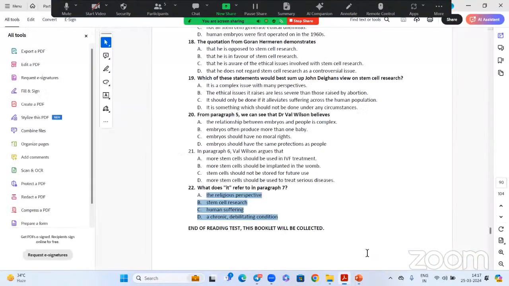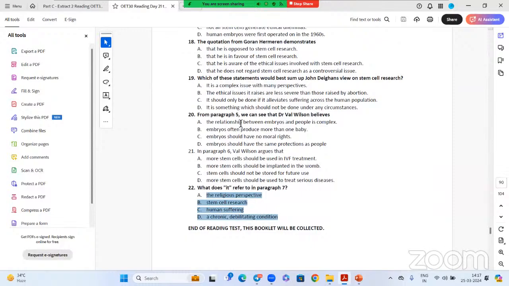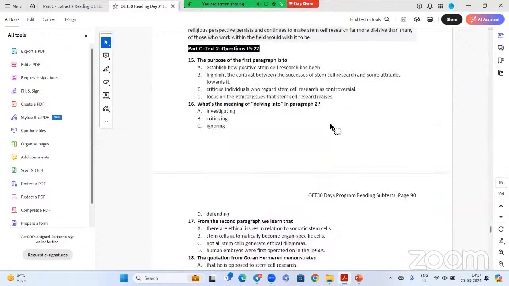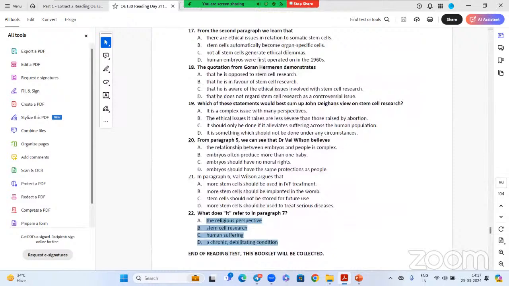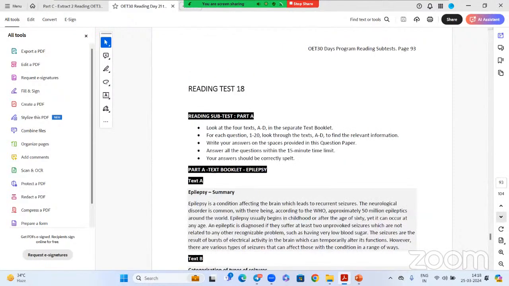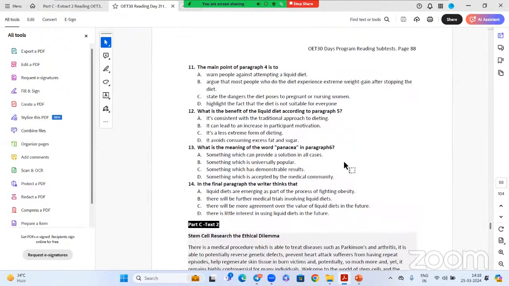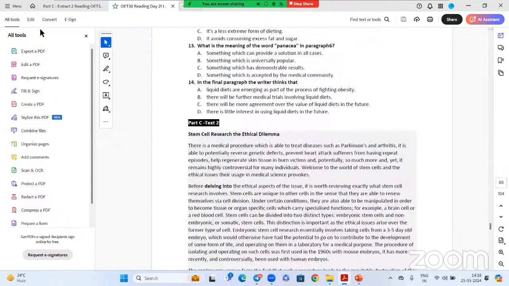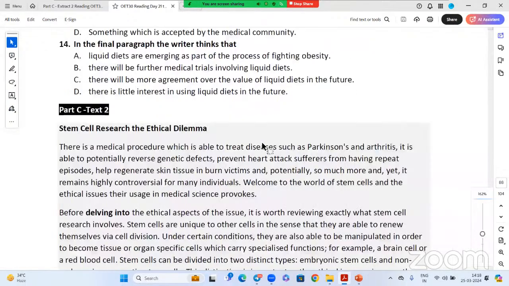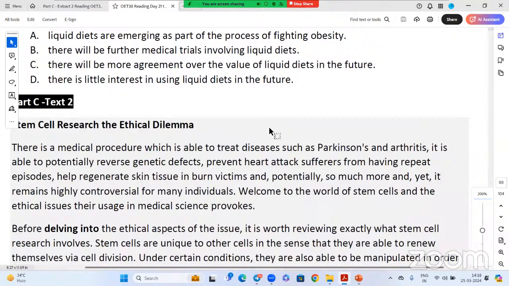Now this is the question paper. Actually it is day 17, reading test 17. In that, page number 88. Here it is.